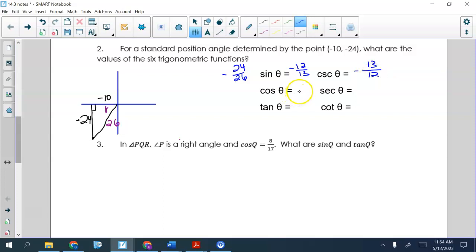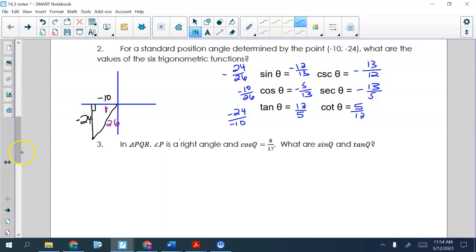Cosine, CAH, adjacent over hypotenuse, -10/26, but simplify it to be -5/13. And then secant, flip that upside down. Finally, tangent, TOA, opposite over adjacent, negative 24 over negative 10. So negative over negative is going to turn to positive. So positive 12/5. Cotangent would be positive 5/12. All right, let's look at the next one.